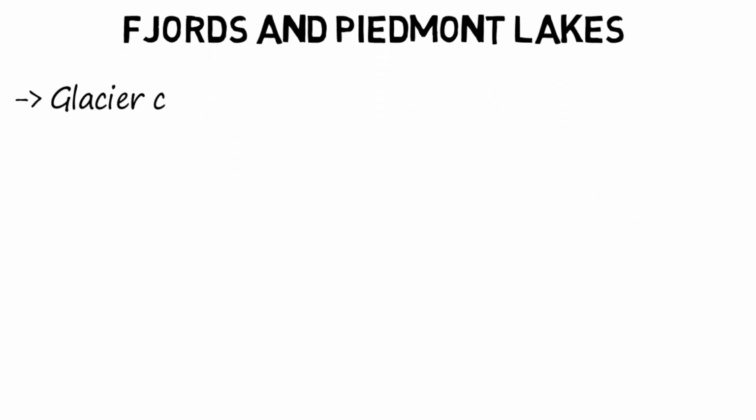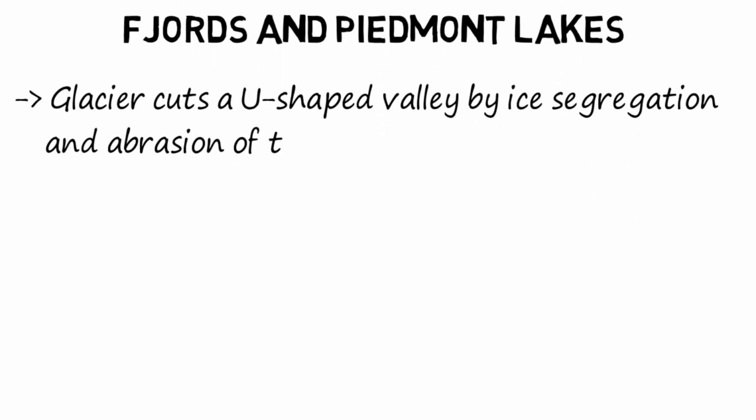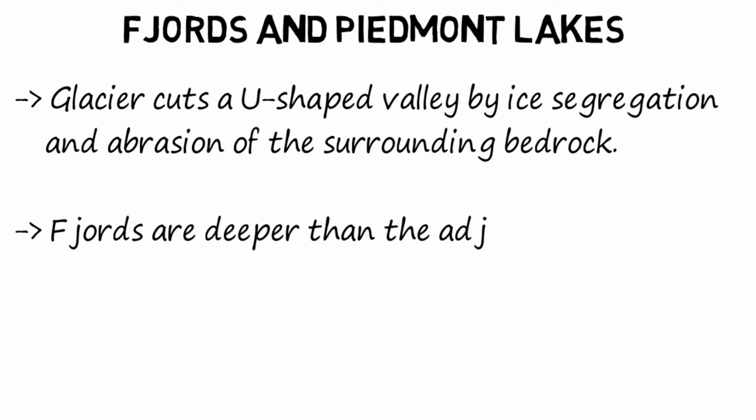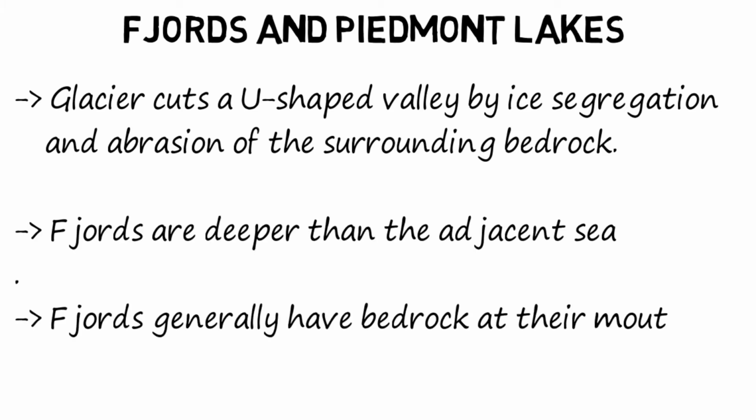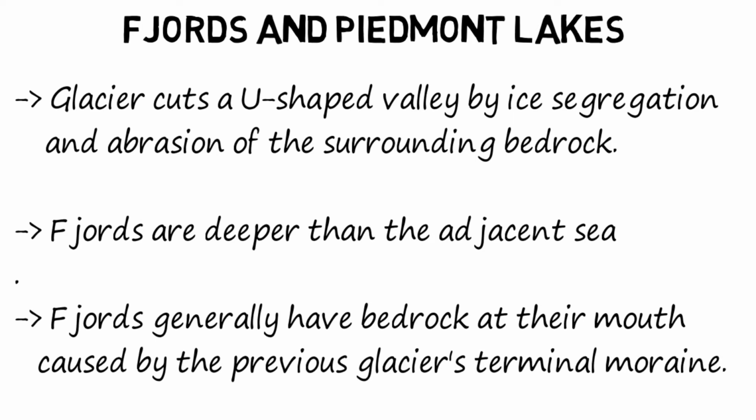Fjords and piedmont lakes. A glacier cuts a U-shaped valley by ice segregation and abrasion of the surrounding bedrock. Fjords are deeper than the adjacent sea. Fjords generally have bedrock at their mouth caused by the previous glacier's terminal moraine.